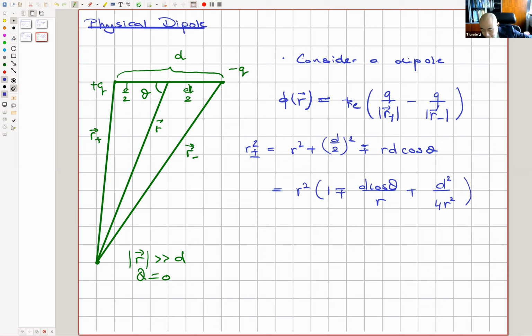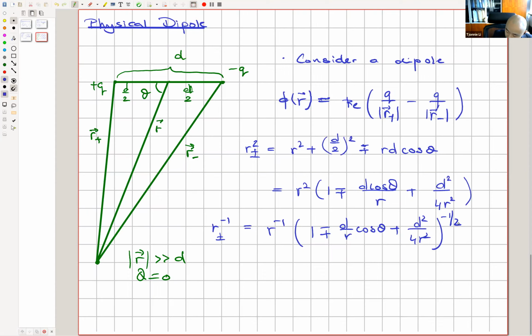Now, in this case, we are actually looking at 1 over r. And so let's take a look. What would be r plus minus, but in this case 1 over? Okay. And this would just be 1 over r times 1 minus plus d over r cosine theta plus d squared over 4r squared, to the minus half. Okay, so 1 over the square root of this.